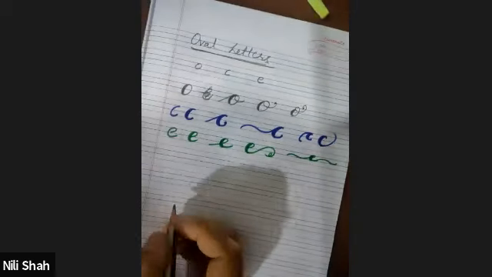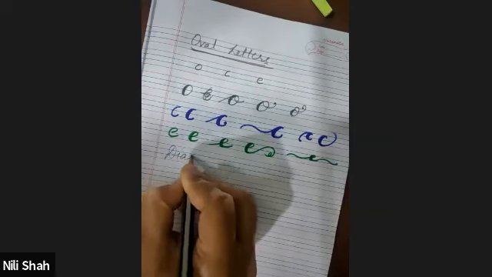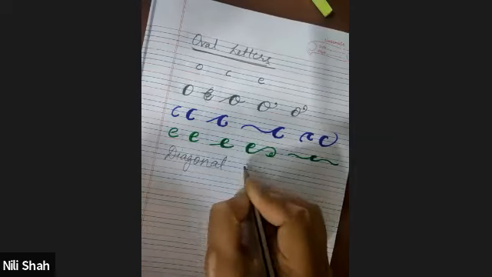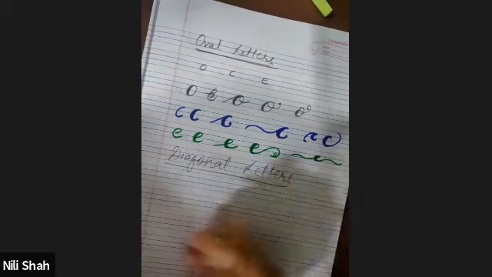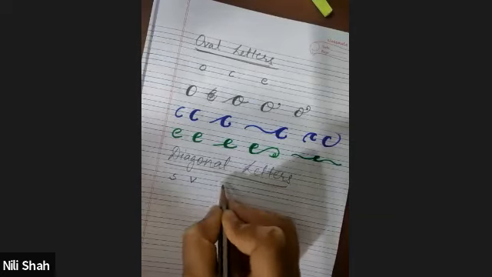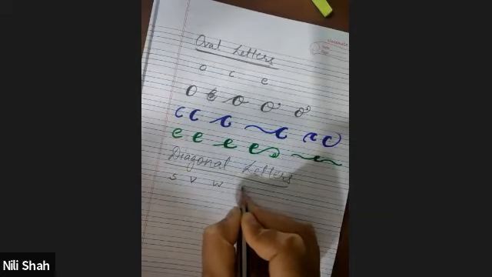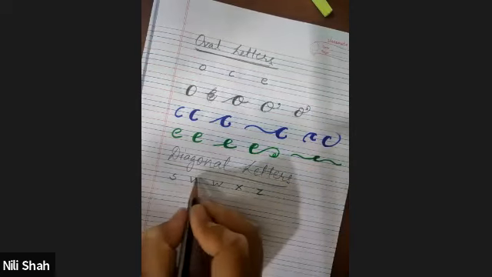Now we will move ahead to diagonal letters. Diagonal letters are S, V, W, X, and Z.